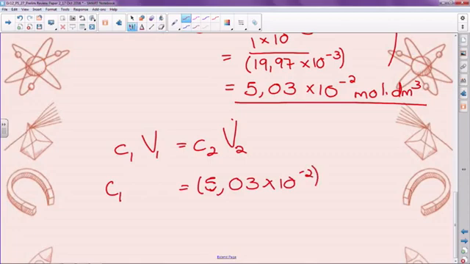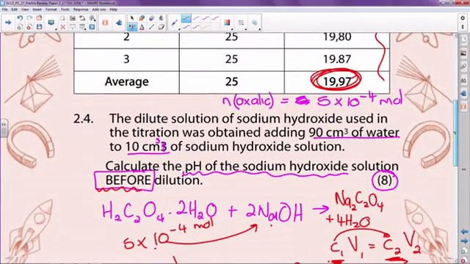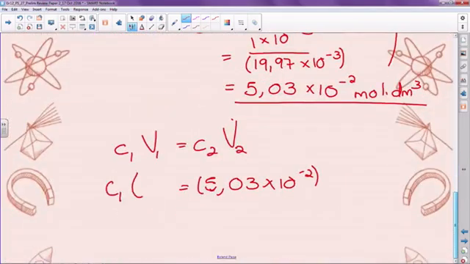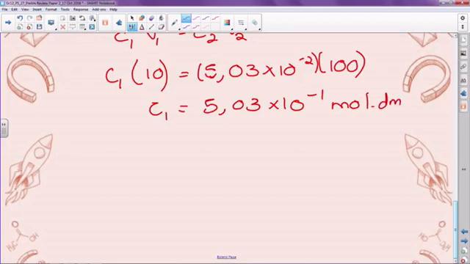Volume. Okay, so they told me here that I added 90 centimeters cubed to 10 centimeters cubed of the original volume. So that's 10 and that's 100. I can change that into decimeters cubed, but I don't need to because they're both in centimeters cubed. So my original concentration is 5,03 times 10 to the minus 1. So, how does that help me?